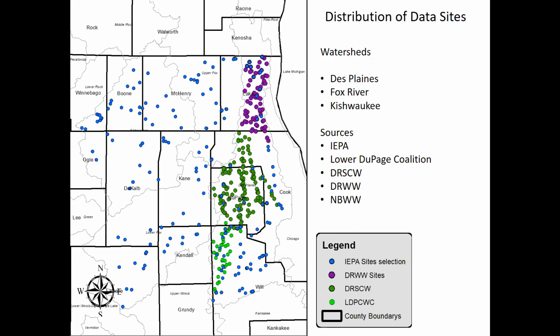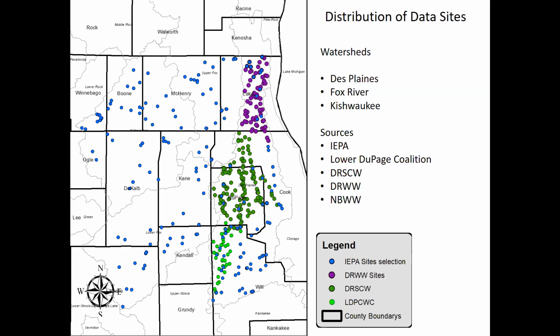Now, critically, all of these sites are collected in paired data form, meaning that the biology for both macroinvertebrates and fish exists, the water chemistry exists, and the habitat exists. So all that data is paired up temporally and spatially.